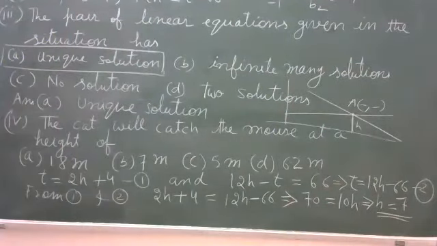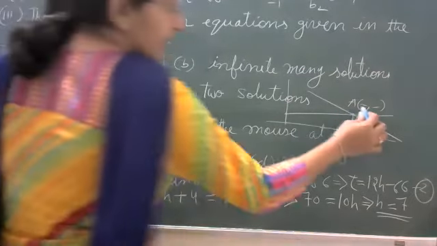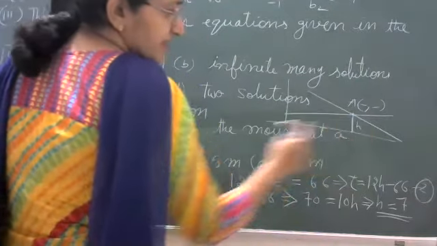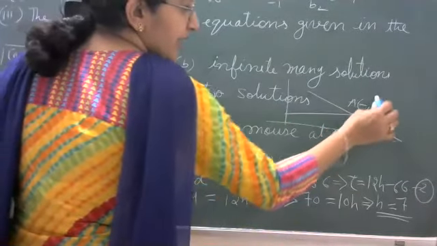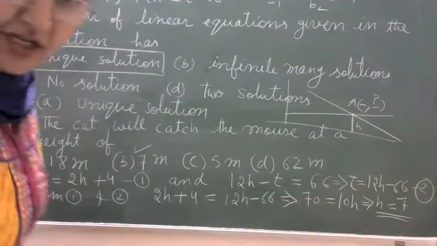So what should be the answer at a height of 7 meter? You will get the height. We are not asked the distance, we are asked the ordinate, not the abscissa. So we have found only the ordinate. You can find the point of intersection also.